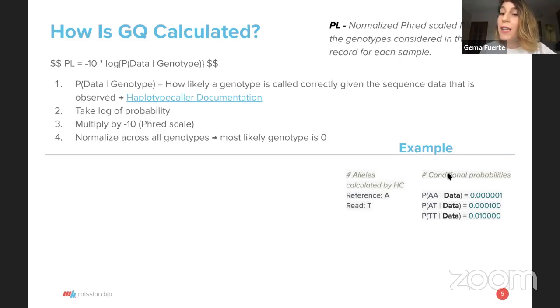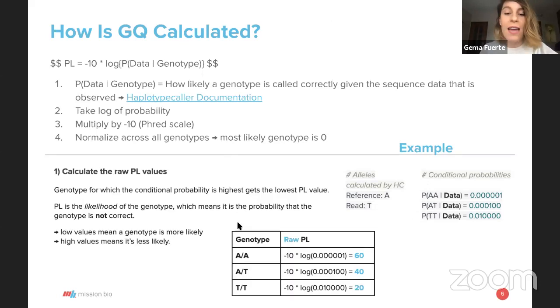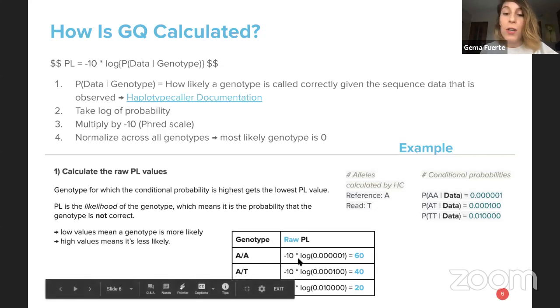So we happen to have the conditional probabilities. So this A, as I said, there is X amount of reads and one is a T. Based on these conditional probabilities, we just follow this formula and generate the raw PL values. So log of that times minus 10.